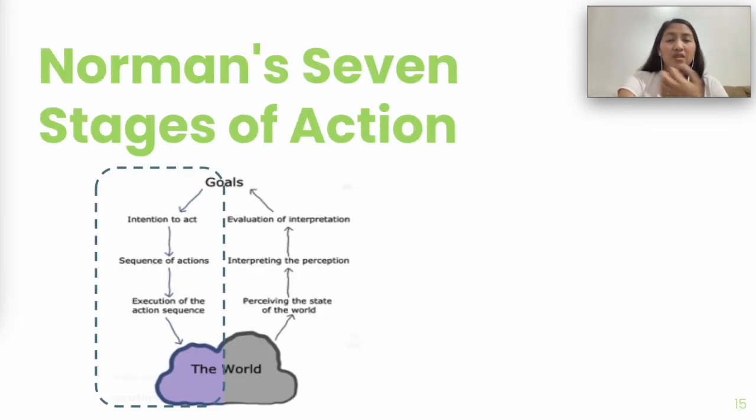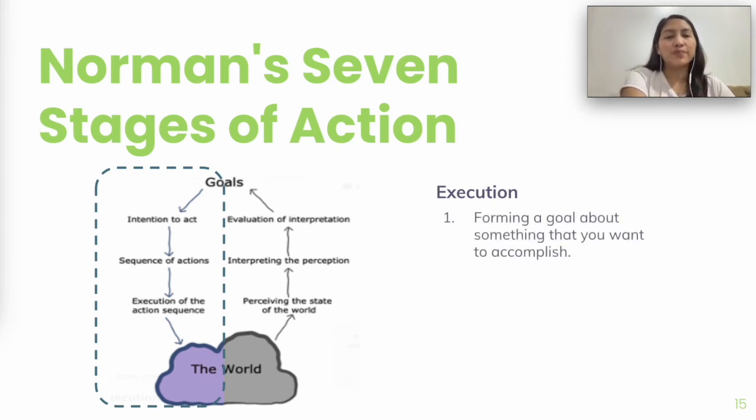So these are the 7 stages of action. We have here 2 parts. Let's talk about the first part. The first part is execution.